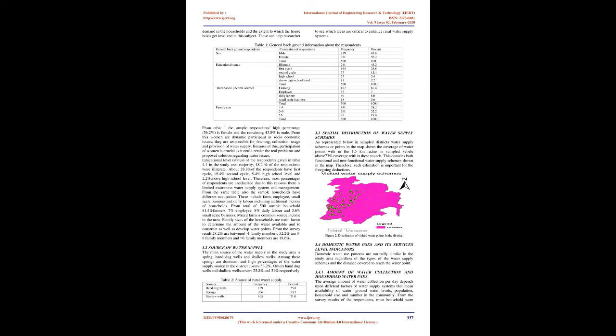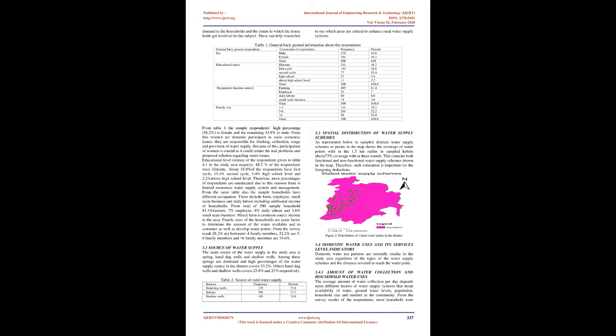Family sizes of the households are a main factor in determining the amount of water available and in constructing as well as developing water points. From the survey result, 28.2% have 1-4 family members, 52.2% have 5 to 6 family members and those with greater than 6 family members are 19.6%.